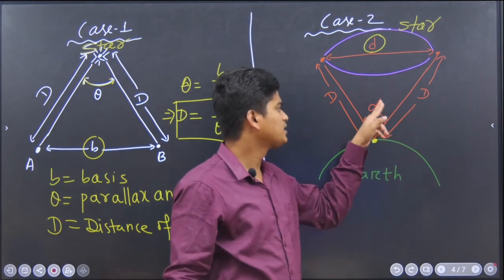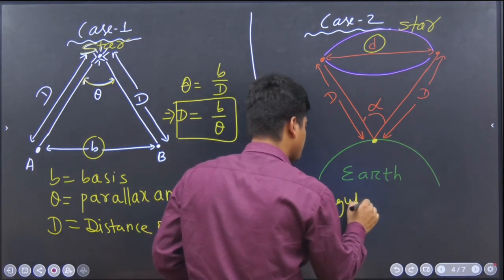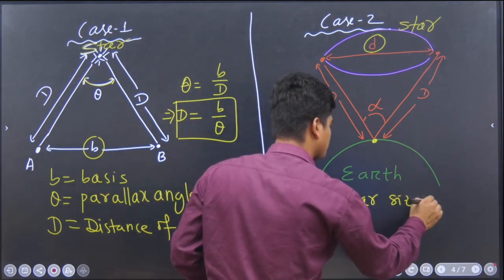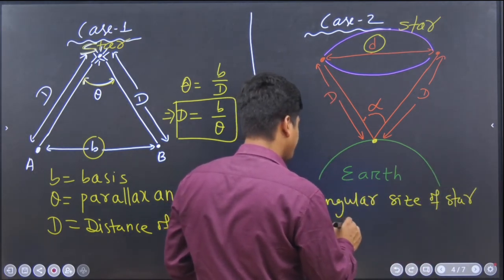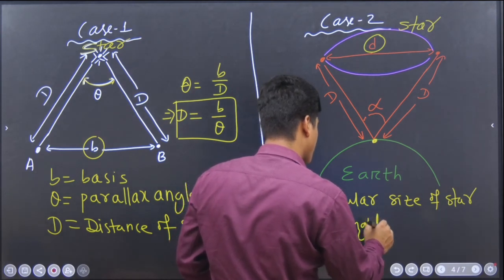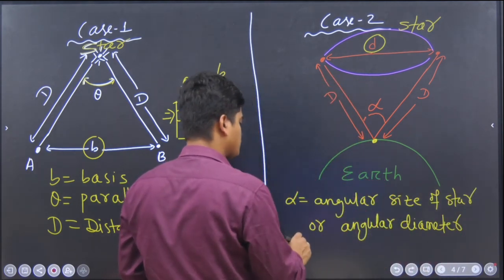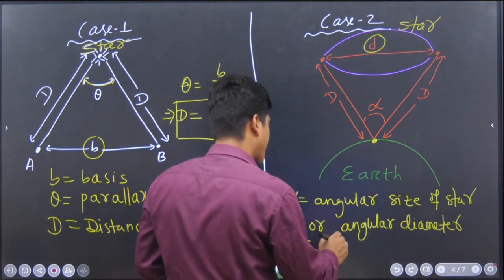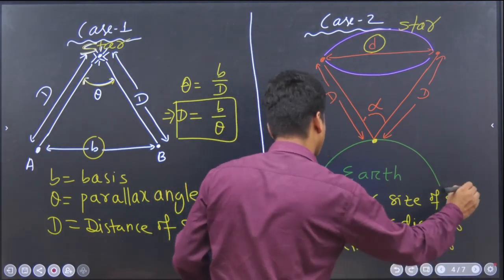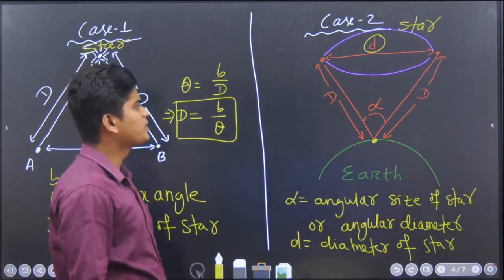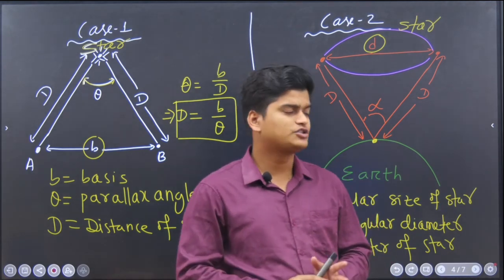This is the radius, and this alpha is called the angular size of the star, or you can say the angular diameter. Now here also this d is called the diameter of the star. Okay. So this is the idea you must remember. Case 1, case 2, for measurement of length. So these two things you just remember.